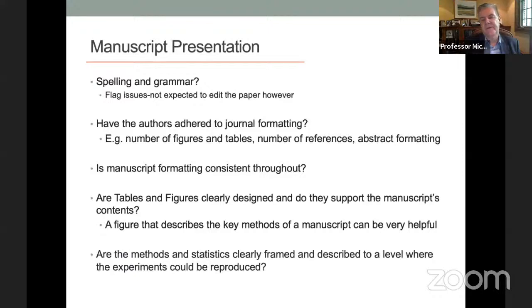Are the methods and statistics clearly framed and described to a level where the experiments could be reproduced? It's my expectation of a reviewer that the reviewer would have a basic knowledge of fundamental statistical approaches, but it's not my expectation that a reviewer be an expert in advanced statistics methodology. Sometimes for challenging methodological approaches, a statistical consultation will be required. But for the majority of articles submitted to a clinical journal, such as JCOT, this won't be required. But you should have a knowledge of when statistics are applied appropriately.